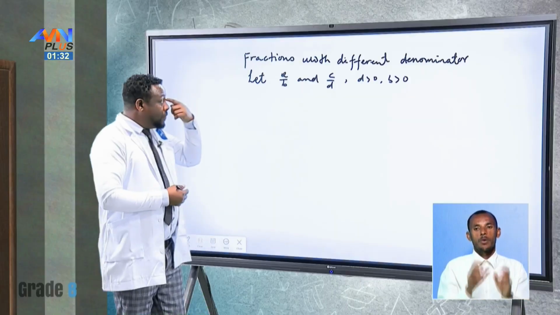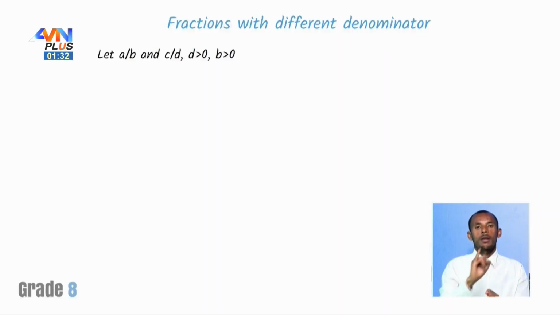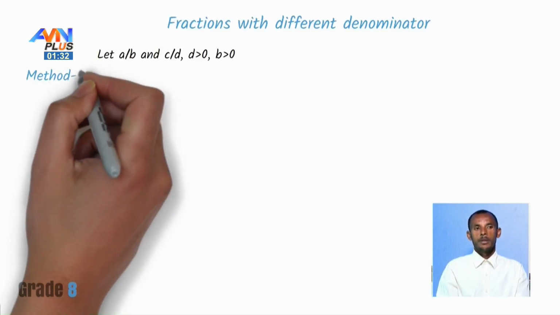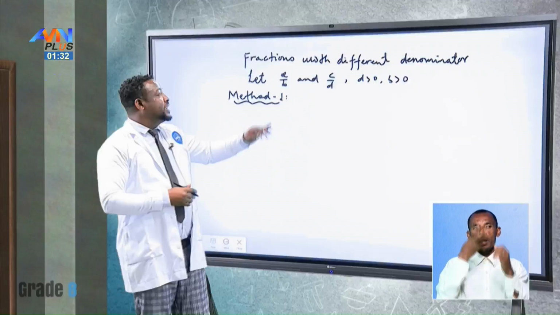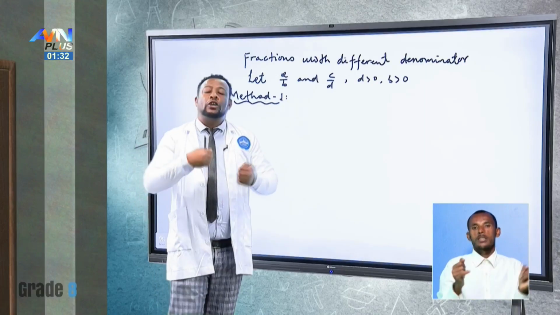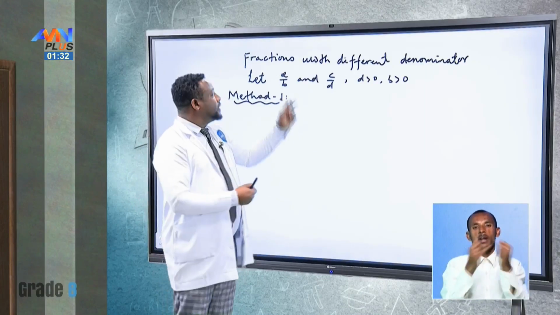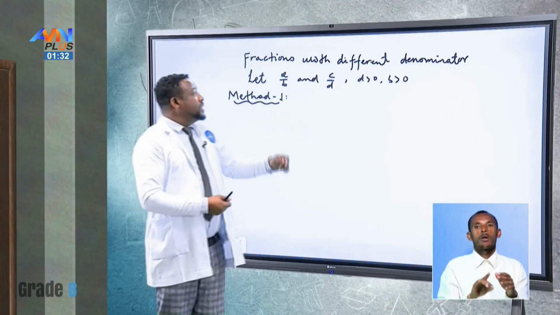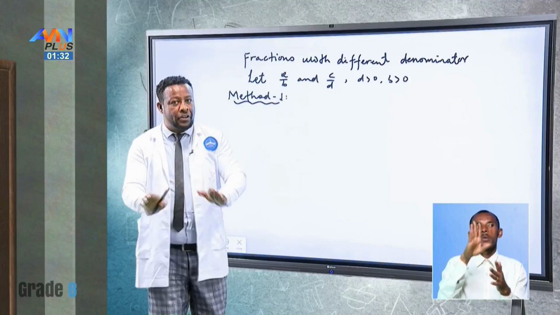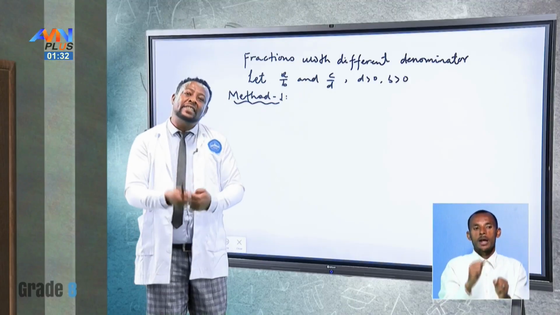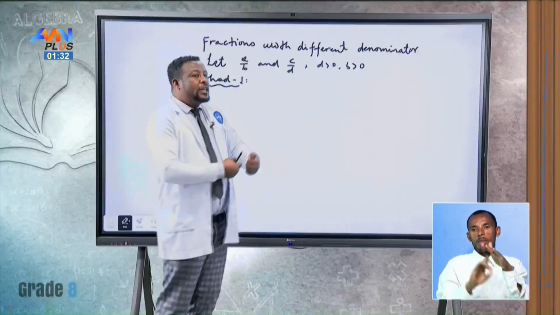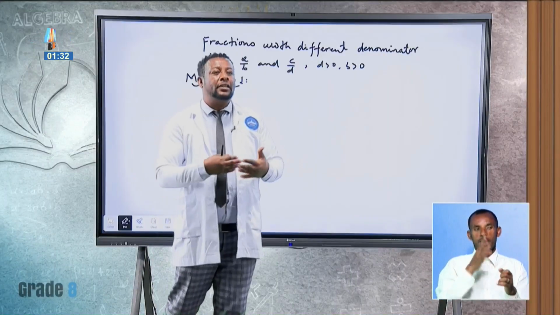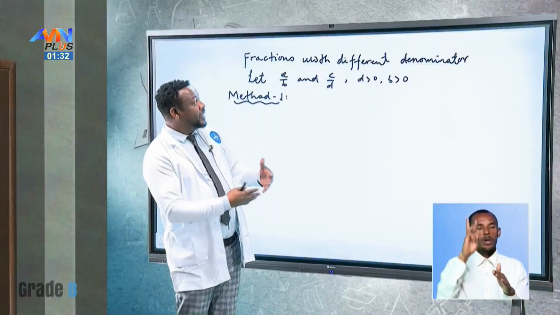The first method is, say, method 1. In method 1, we can convert these fractions into equivalent fractions in a way that these two fractions have the same denominator. Since b and d are different, you can calculate the LCM of the denominators. So using the concept of LCM, we can create similar denominators. I will show this using an example.